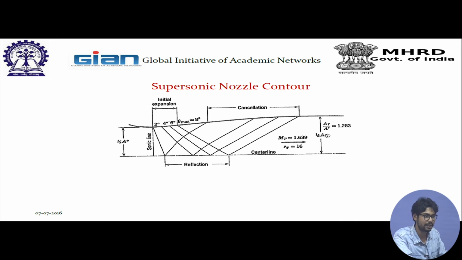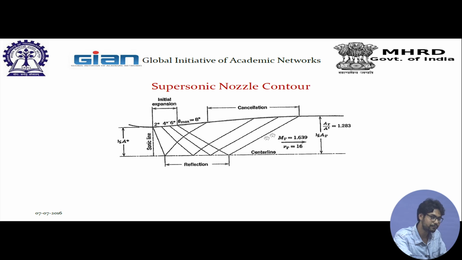Suppose this is an example where the test section area by A star, where star is in the sonic zone, is 1.283, and we want nu to be of the order of 16, that is, M at the test section to be say 1.639. These values you can refer to. If you see the table on the left hand side, if nu is 16, corresponding to that you will find that Mt is of the order of 1.639.